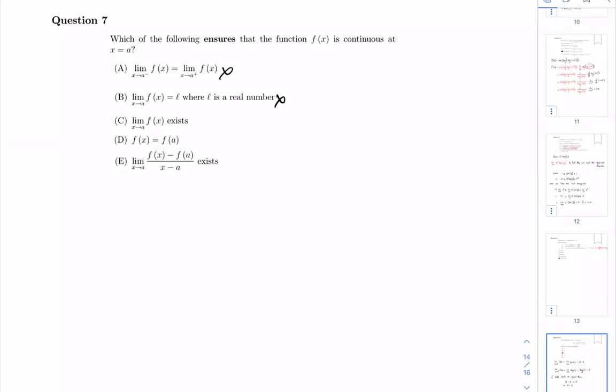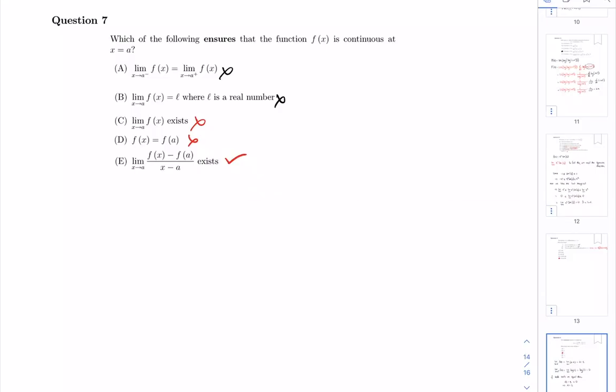Continuing, it says that the limit exists for f of x. So if we know that the limit exists, it doesn't mean that the function is continuous, because the function could be undefined at that point. So that's not the answer. f of x equals f of a. So the function is defined, but it doesn't mean that the function is continuous, even though the function is defined at a point x equal a. So that's still incorrect.